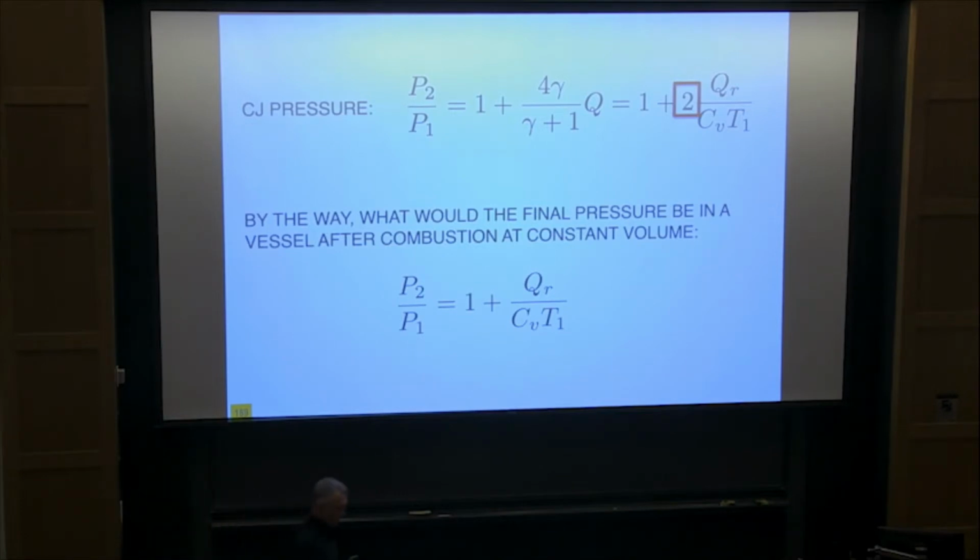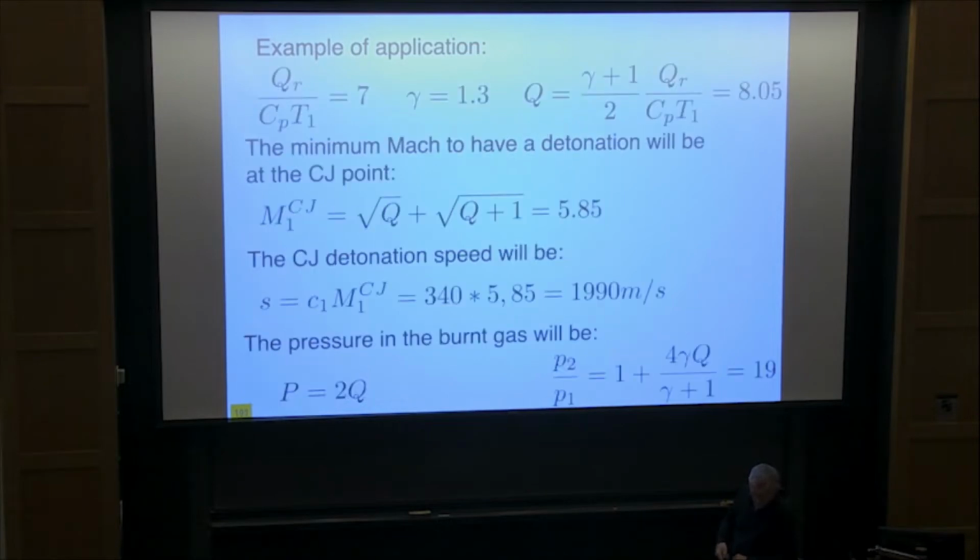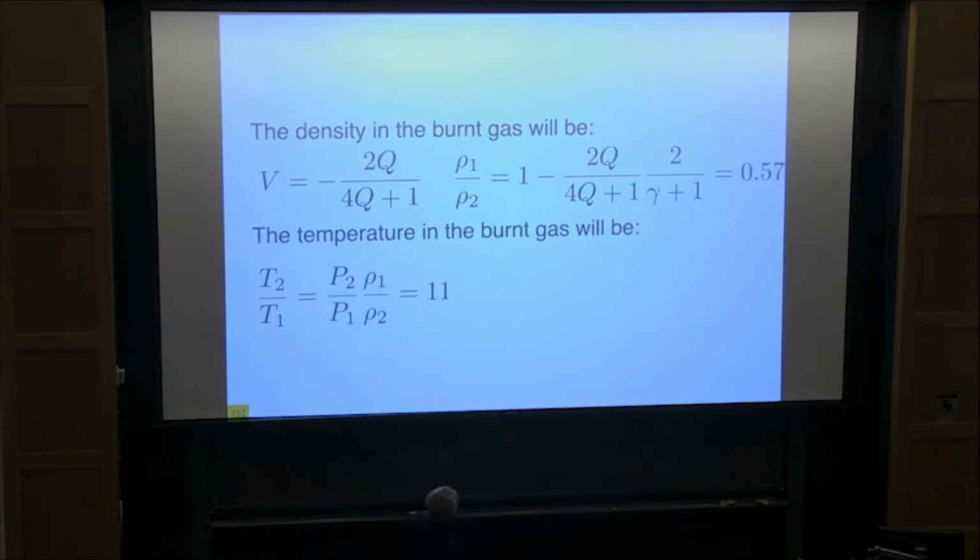Okay? But if you do an application for this, I'm going to take gamma equal 1.3. This is a typical value for Q over R, this is the initial gases, and this is the Cp here. You see that you obtain a ratio P2 over P1 of 19. While if you would burn these things at constant volume in the same chamber, you would go to 8 or 8.5. So you go to 2 times more. But now that's not the worst thing about detonation. This is just an example of the temperature ratio and the density ratio.